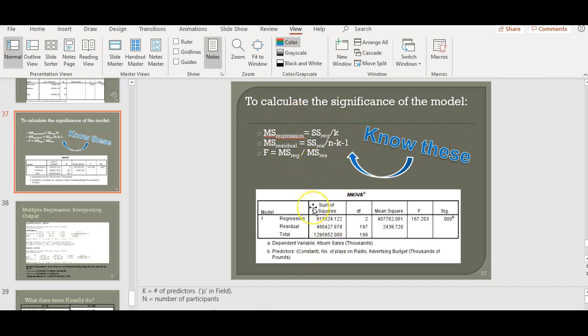This ANOVA table is generated from SPSS, not R, and it is the same example that we've been working with from Andy Field, where we are trying to predict whether an album will sell well, will people buy it, based on a couple of predictors, the number of plays the album gets on the radio, and then the advertising budget for that album. Now, I like SPSS for a couple of reasons.